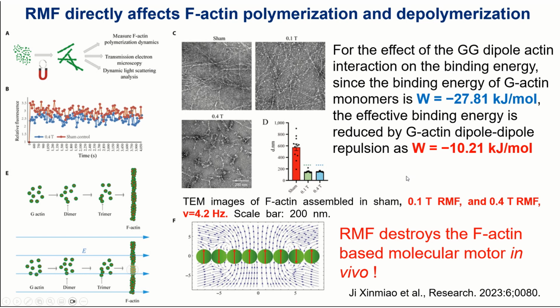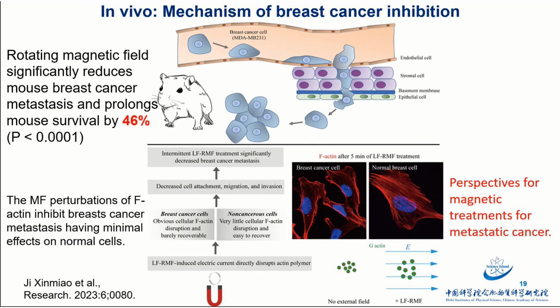So, in an F-actin filament, one can find a big domain, which we see in the figure as well. Finally, a rotating magnetic field can destroy the actin-myosin motor of breast cancer cells by breaking this weak domain. This mechanism also works in vivo. I will demonstrate it on the next slide.